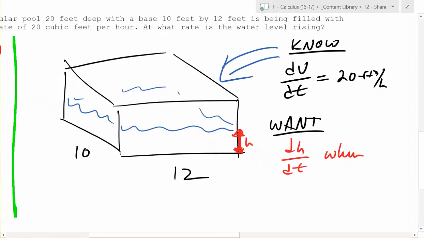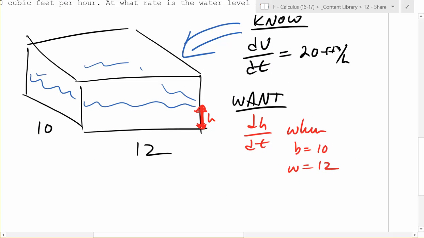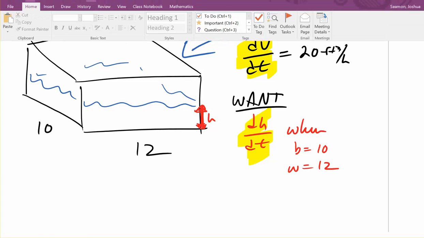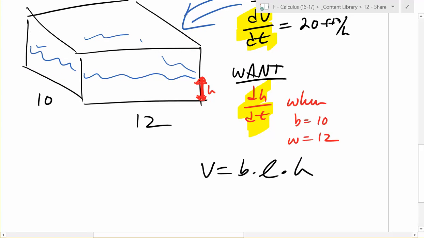When B is 10 and W is 12, right? Nice. So we want to link volume and height together. You want to link the two rates, volume and height. Agreed? What is the volume of a box? Base times length times height. Which two of those are staying the same the entire time? Base and length. One is 10 and one is 12, and the H stays in there, and there's V.